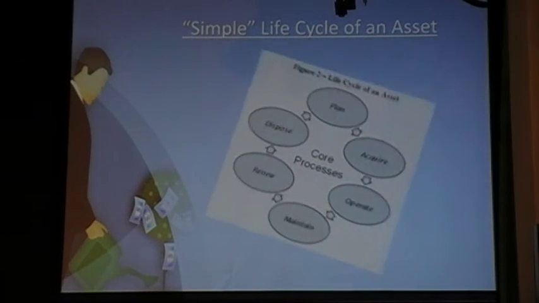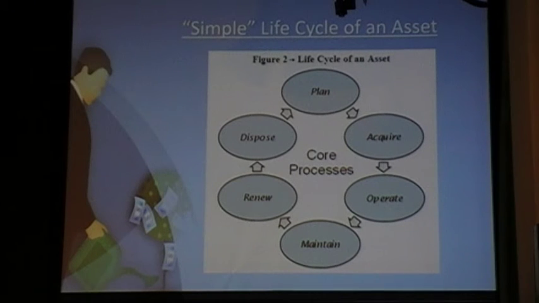And the way we do that is we look at the cycle of a product or system's life. It starts off when you plan it, then you acquire it, then you operate it, maintain it, renew it, and finally you dispose of it. It's gone. And that's how you look at it. So I have an example for you.